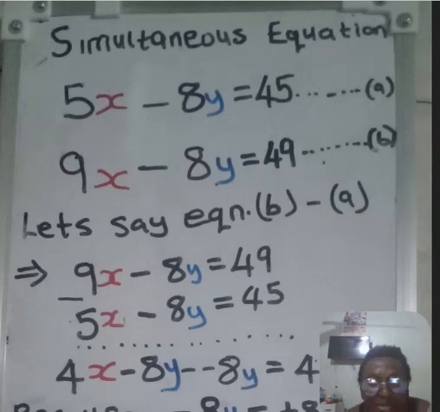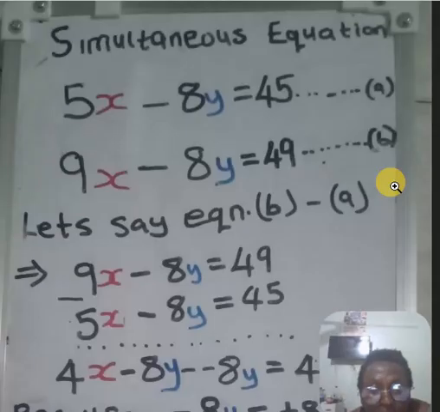You are welcome. Today we want to solve another simultaneous equation. So here we have equation A, equation B. What we need to do is manipulate these equations so as to find what x and y are. The first thing we need to do is get rid of either x or y first, so that we can find what one of the two is.